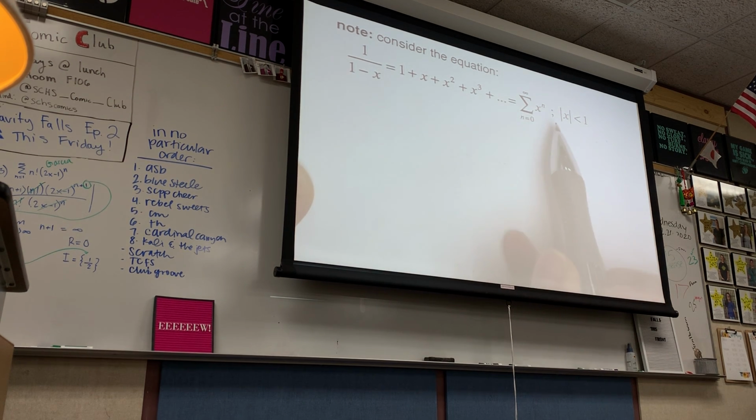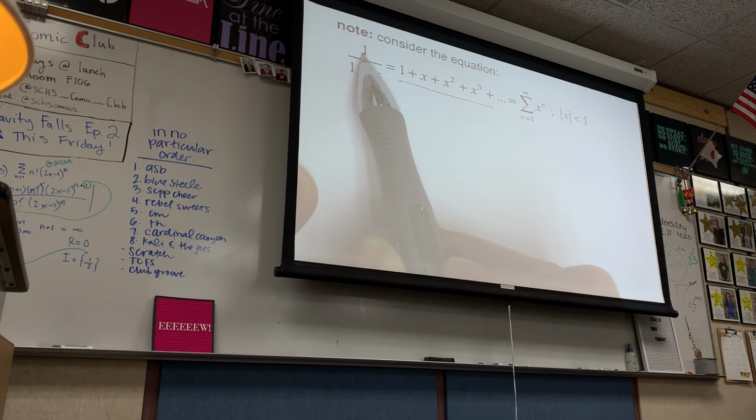Now, if I asked you to find the sum of an infinite geometric series, it's a1 over 1 minus r. Everyone, what is a1 here? 1. What is r? Great. So this thing equals a1 over 1 minus r. Does everyone see that?